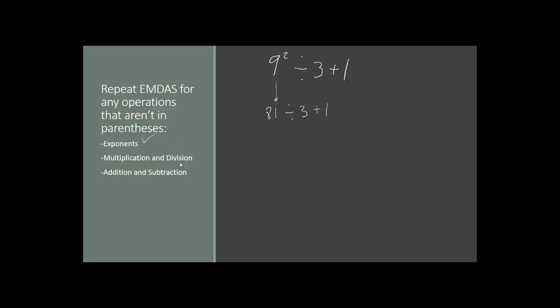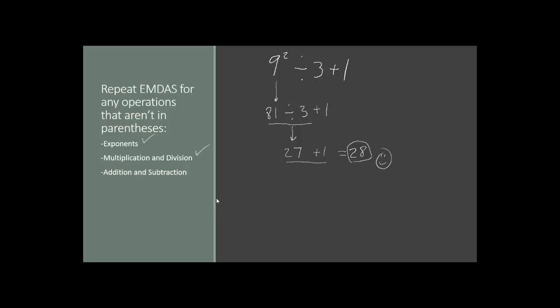Now we do any multiplications and divisions. Well, we have a division right here, 81 divided by 3, which is 27. Still plus 1. That takes care of our multiplications and divisions. And then we do any additions or subtractions that remain. We'll just do our 27 plus 1, which gives us 28. And that is our final answer.